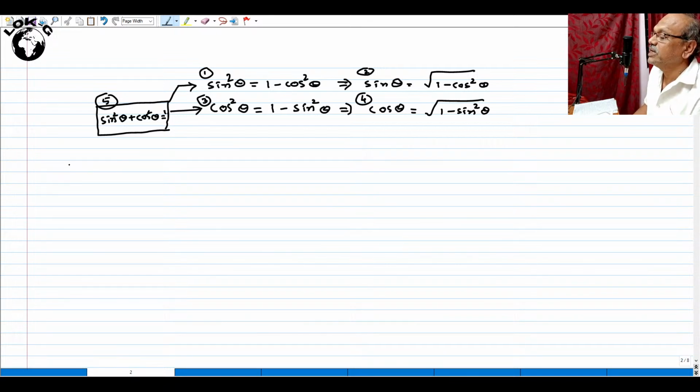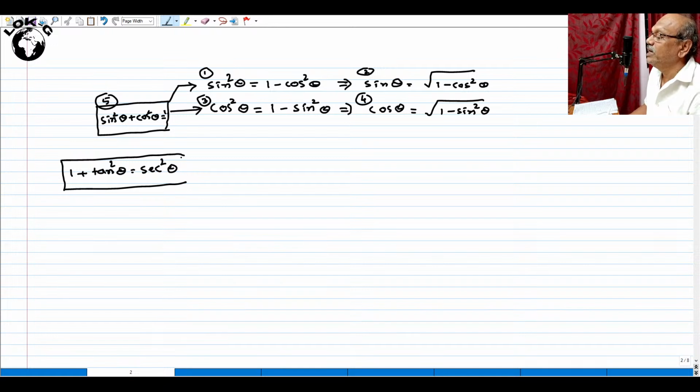Similarly, we will take the second one. Second one is 1 plus tan square theta is equal to sec square theta. We just make some rearrangements, transformations, and write sub formulae which are very, very useful when you start solving the problems. First one is, I will take tan square theta to the right. What do I get? I get sec square theta minus tan square theta is equal to 1.